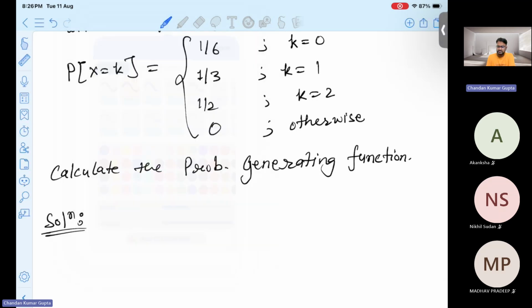Okay, try to solve this by yourself as well. Okay, so am I audible? No? Can anyone confirm? Yes, sir.